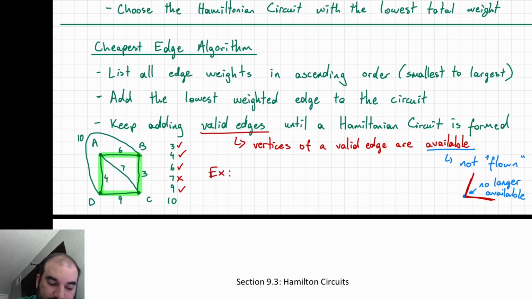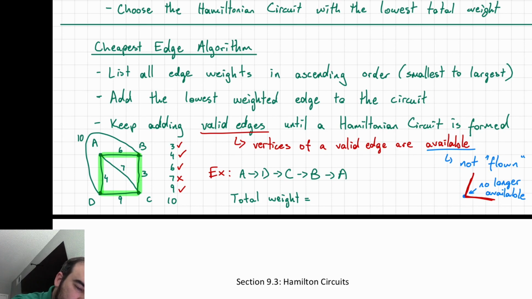As for the answer here, once we have our circuit, it doesn't matter which vertex we start at, as long as you travel around the vertices in this manner. We can start at A, for example, go to D, and then to C, and then to B, and then make sure you end up back at the vertex you started at. You don't have to start at A. You could start your circuit at C. It doesn't matter. What we're really concerned with is that the total weight is correct.